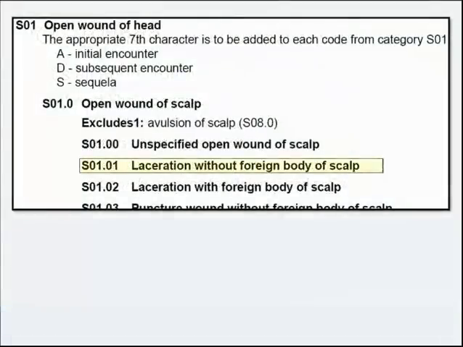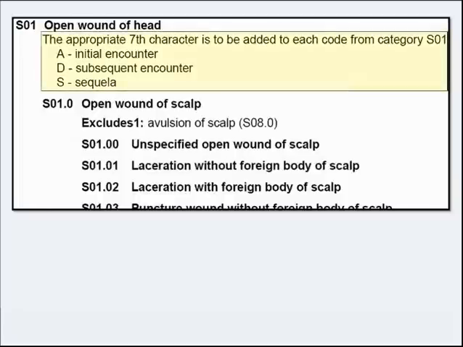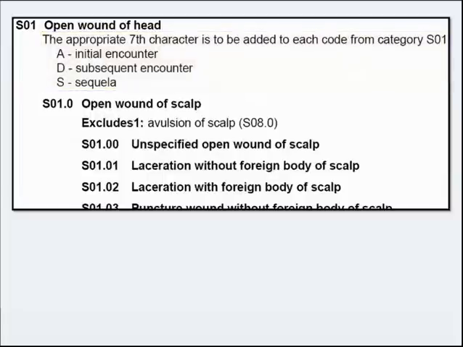The code we're looking for is here, S01.01, laceration of the scalp without a foreign body. Well, at the top of this category, we see these instructions that say the appropriate seventh character is to be added to each code from category S01, and then describes how A will be used if this is the initial encounter, D will be used if this is a follow-up related to the laceration, and S will be used if this is a sequela of the laceration. That is, the patient is being seen for something else besides the laceration, but which was caused by the laceration. For example, they're coming in a few weeks later asking for pain medicine because of the associated pain, but the laceration itself has already been treated and is no longer an issue.